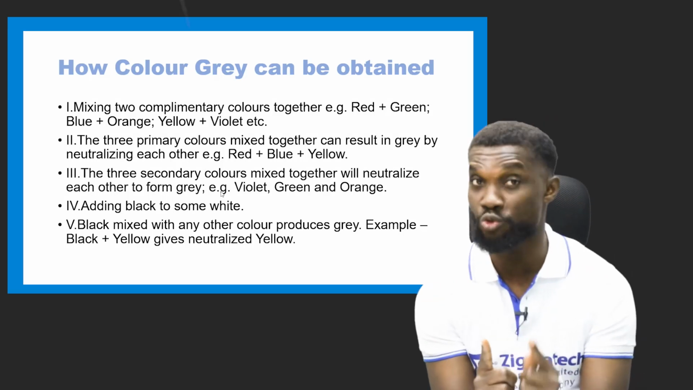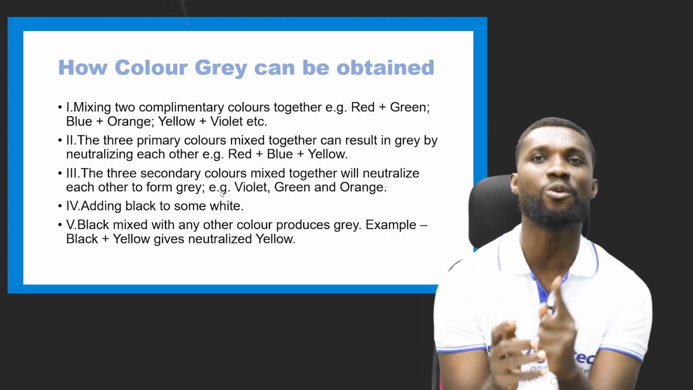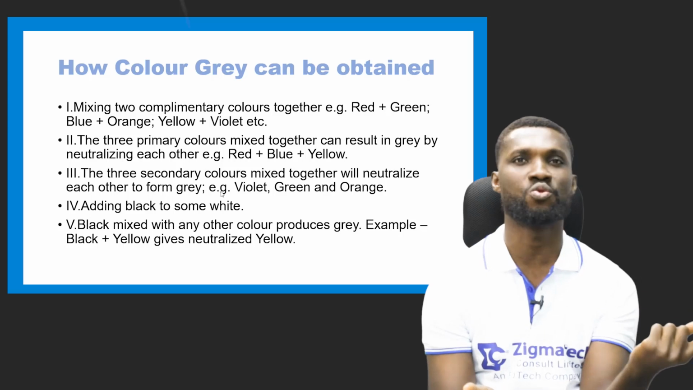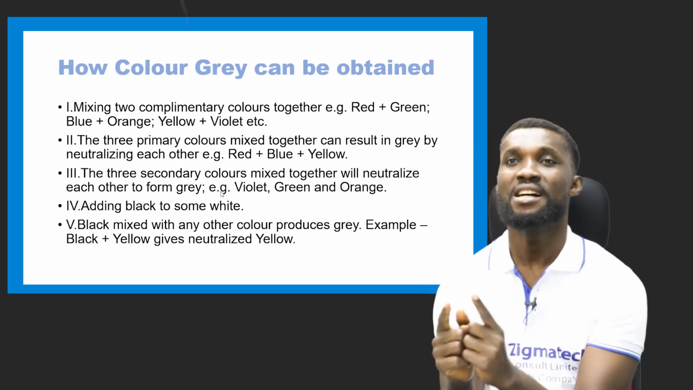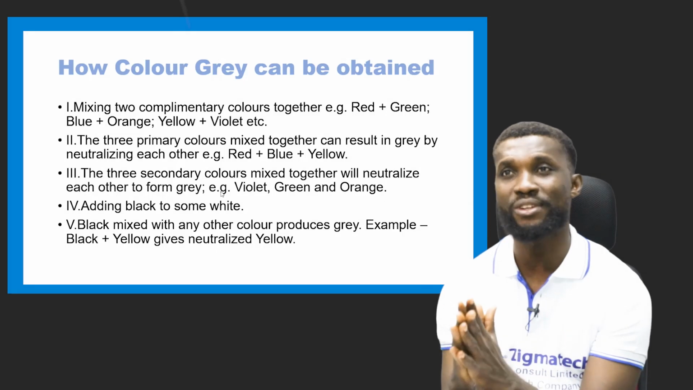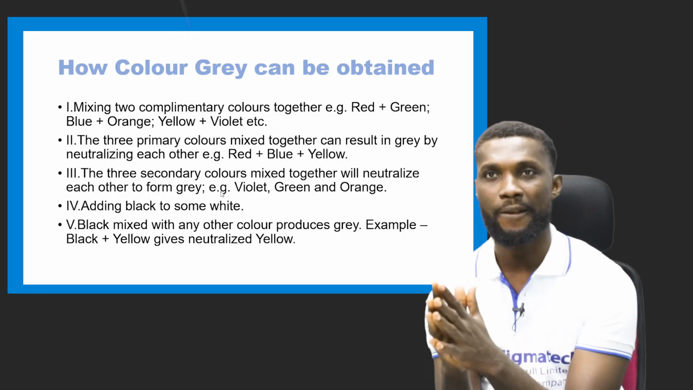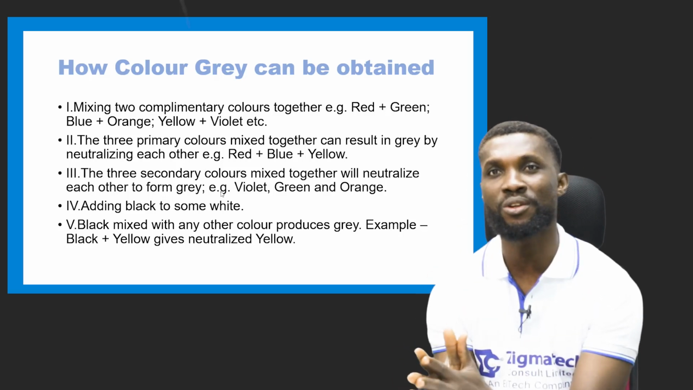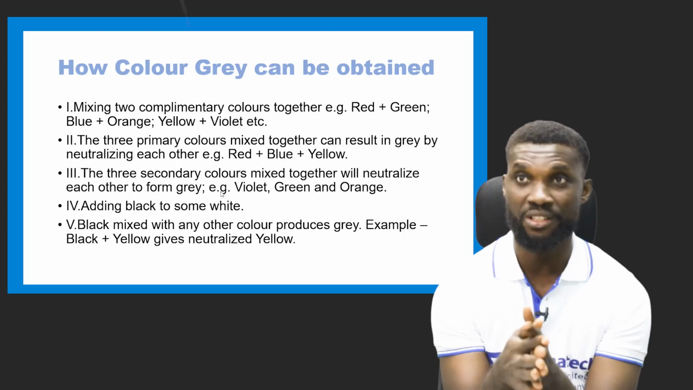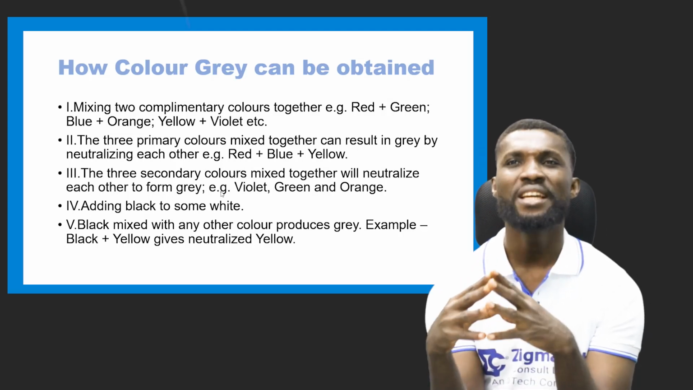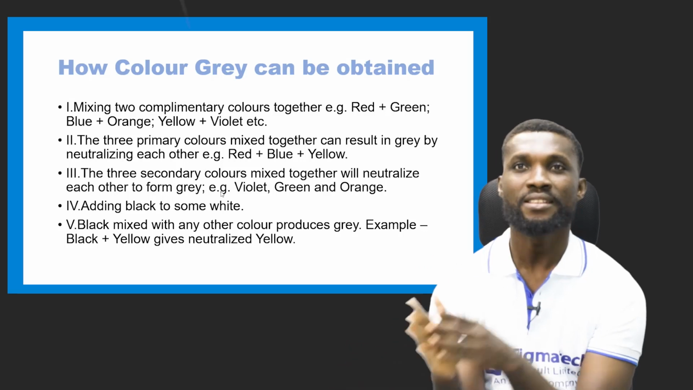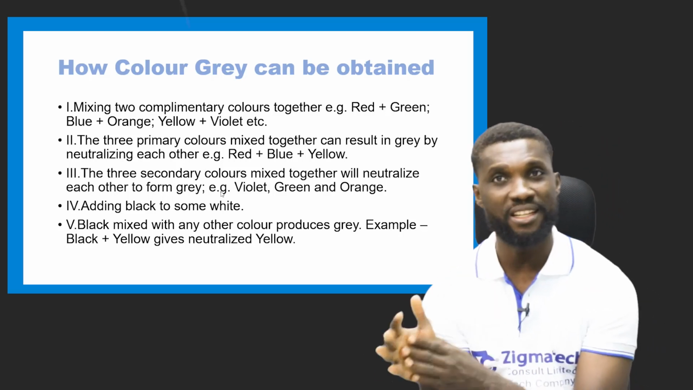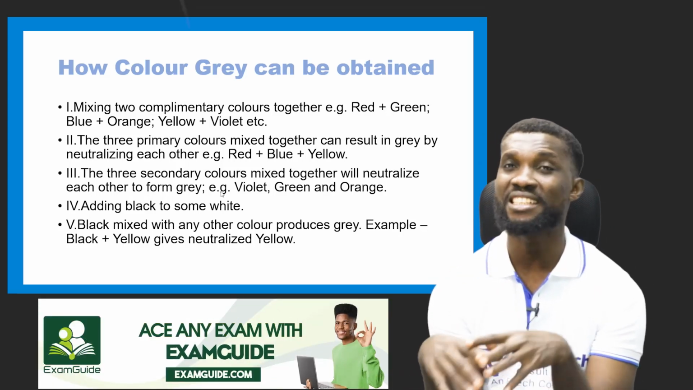Now mixing two complementary colors, you know exactly what a complementary color is. I defined complementary colors to you, so if you don't know, go back and watch the other videos, parts 1 and 2. If you mix two complementary colors together, for example, red mixed with green, that is a primary and a secondary color, it will give you a neutralized gray. The same thing applies to blue mixed with orange, and yellow and violet. So that is how you create different shades and different tones of gray colors.